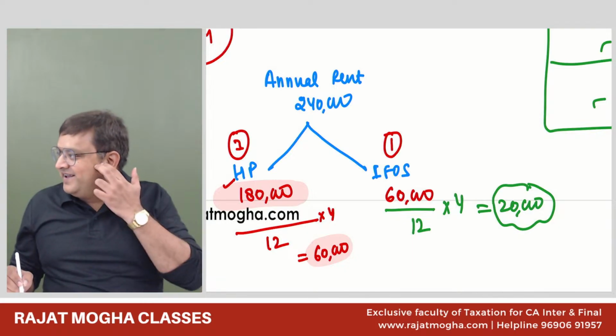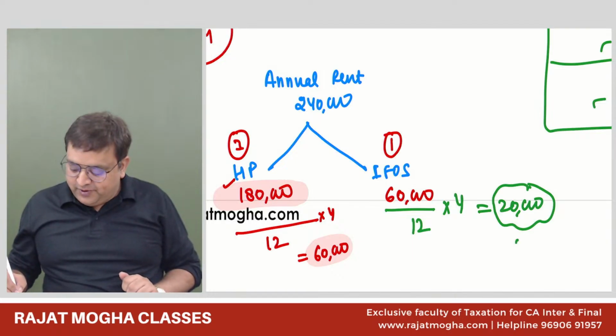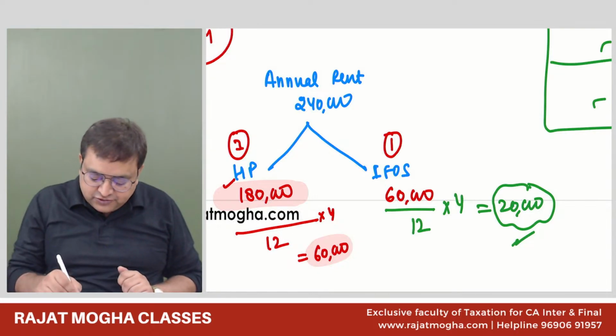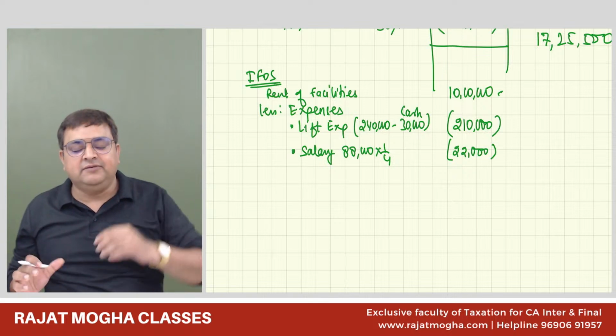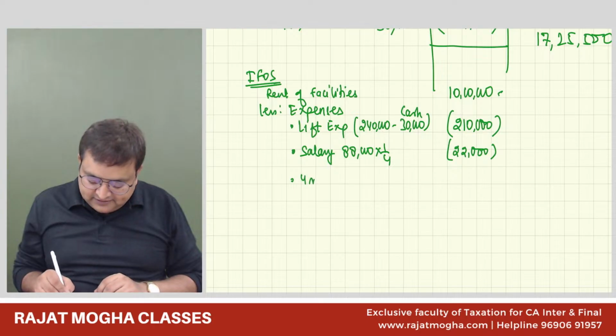Krishna, I have taken that cash. I was making a mistake. Now I have taken that. So 20,000 is the amount which we have not received, because for 4 months a flat was vacant.